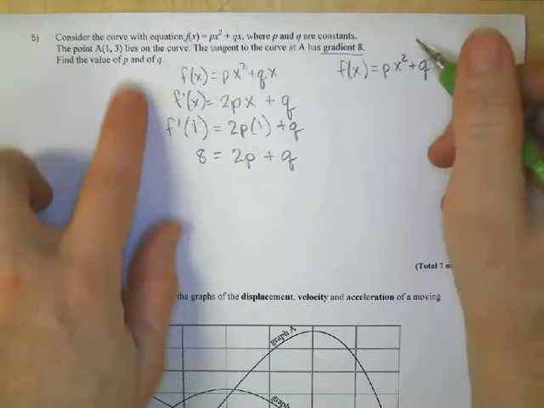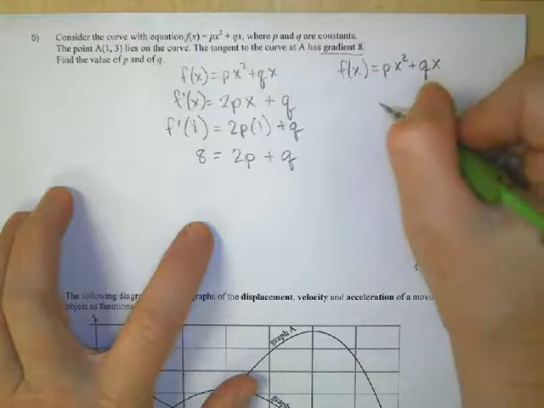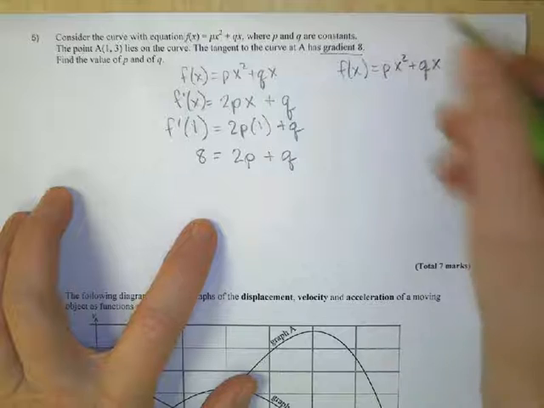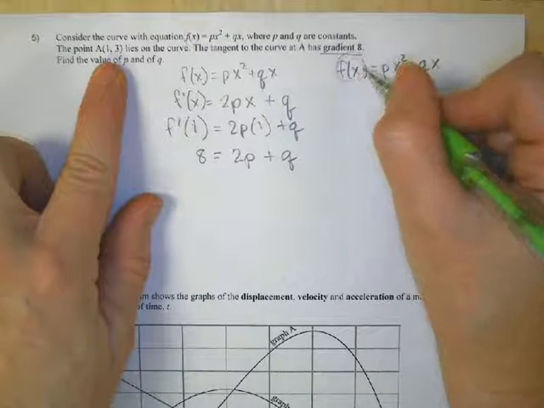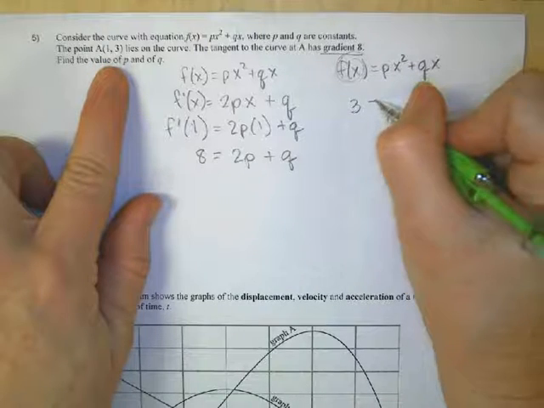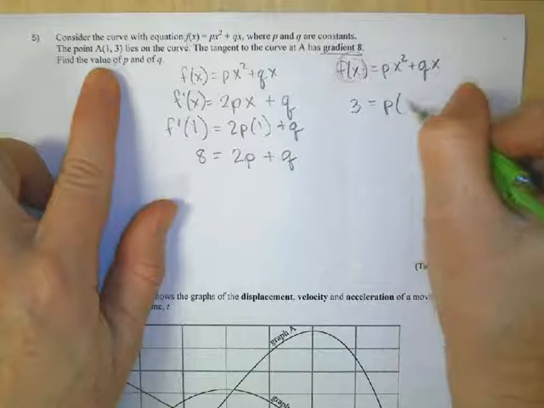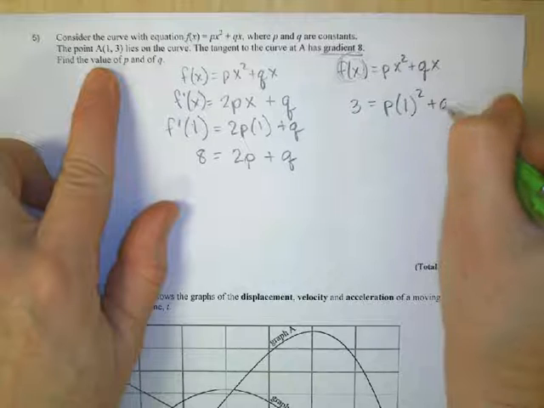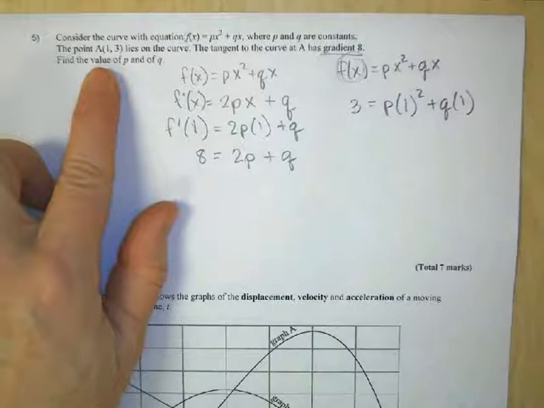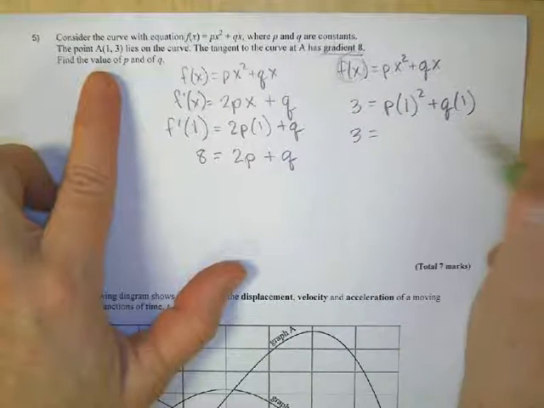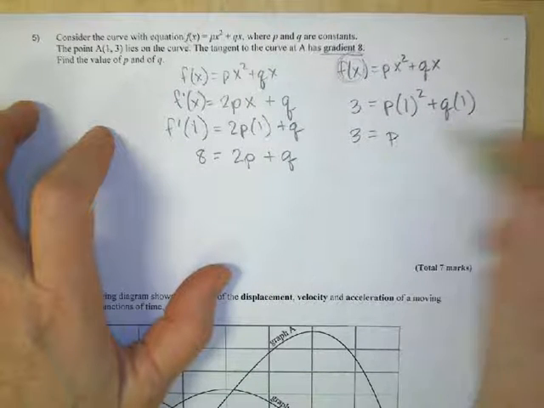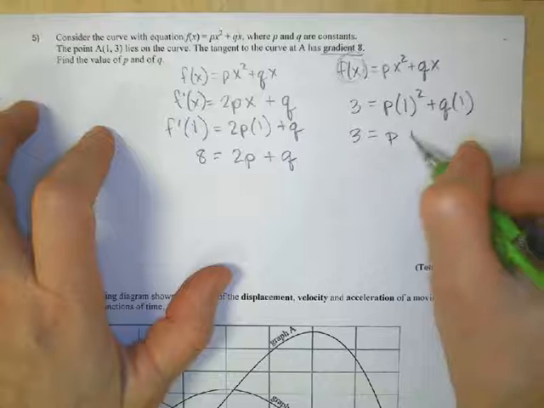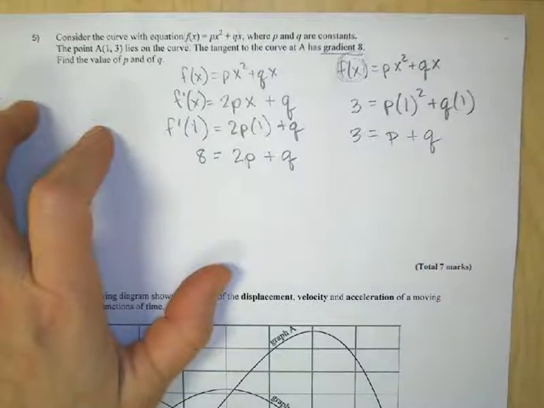So I'm not going to write the f of x again. Instead, that's going to be my y value. f of x is the same thing as y, so I'm going to put 3, and then my x is 1, and x is 1. Now I can simplify that, and I get 1 squared is 1, 1 times p is p, and 1 times q is q. Now I have a system of equations.